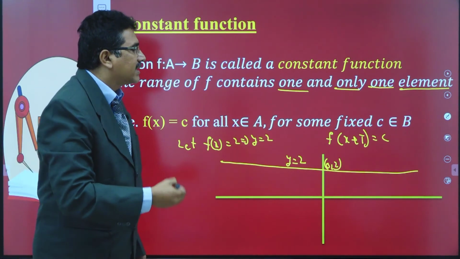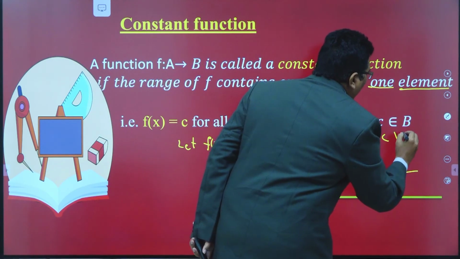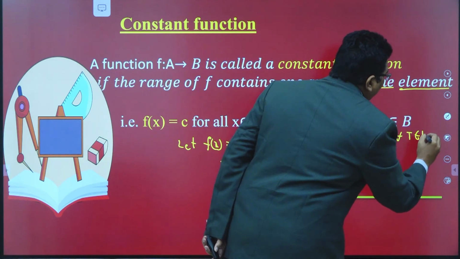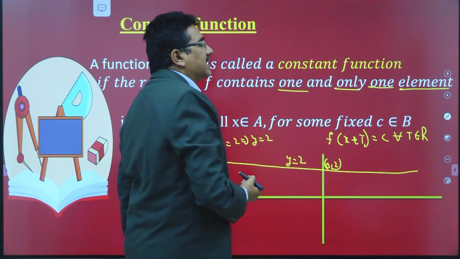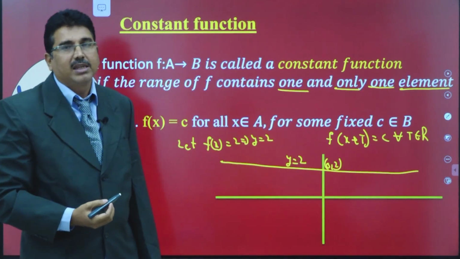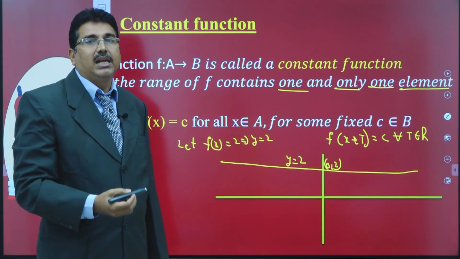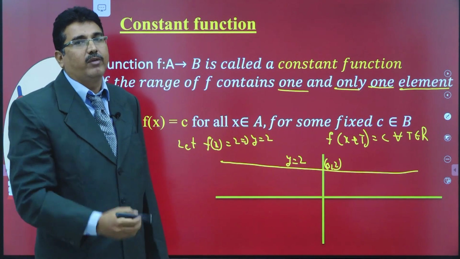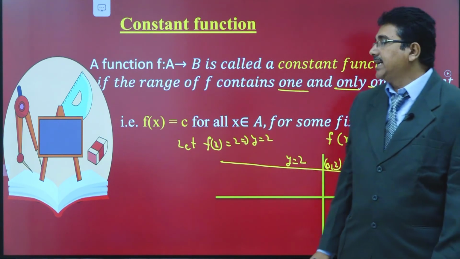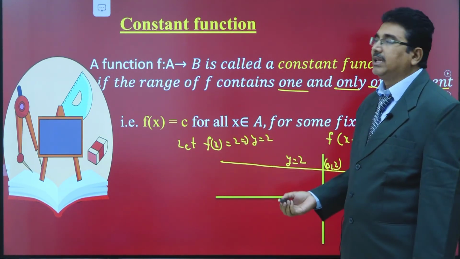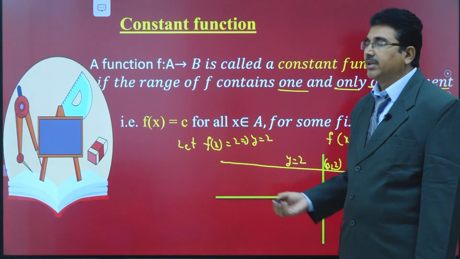Now, define its period. This is true for all t belonging to R. Now, the period of f of x is the least positive real number. But the least positive real number is not defined. That's why f of x equal to c is a periodic function, but does not have a period.